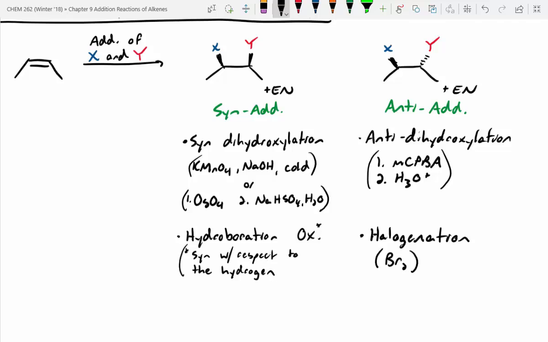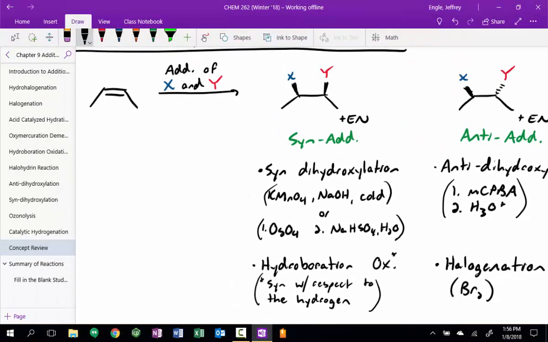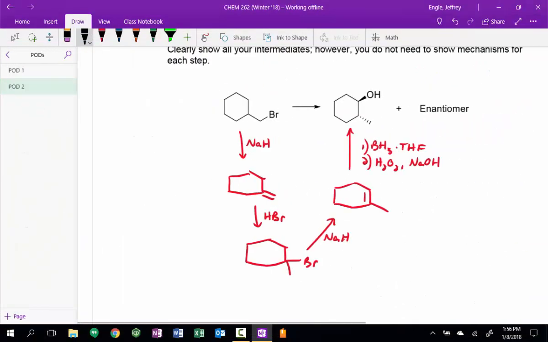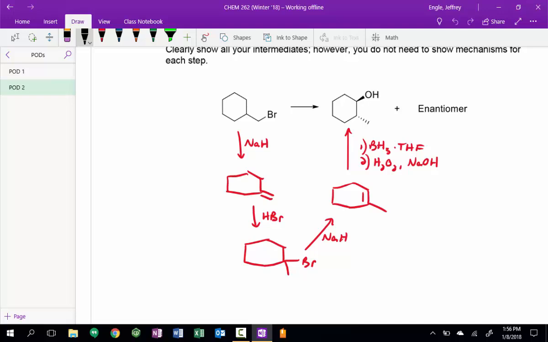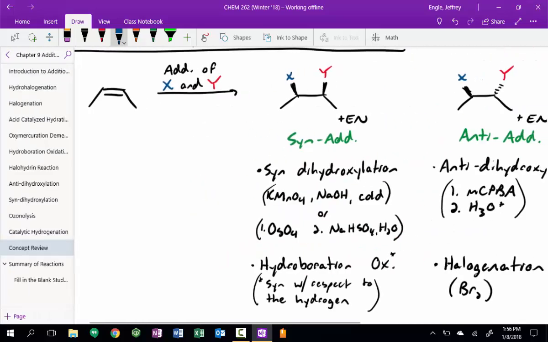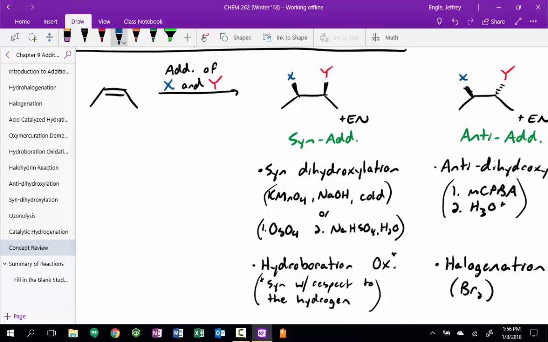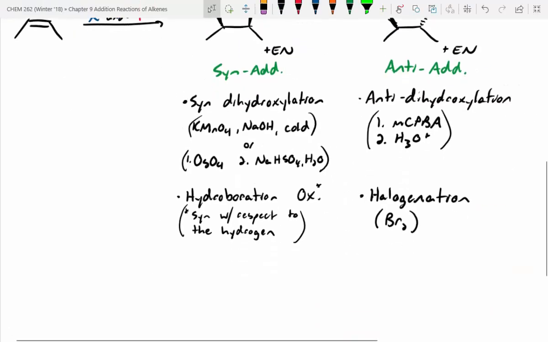Some students get really confused with this. If you think back to the pod, let's pull up the pod even. In the pod, if you look at that last step, we did hydroboration oxidation, but can you see how the alcohol is on the same face as the hydrogen? That means it was a syn addition and the alcohol is installed in the anti-Markovnikov orientation. All right, so let's go back and add that in. We've got hydroboration oxidation. I won't add the reagents in since we have it up above.